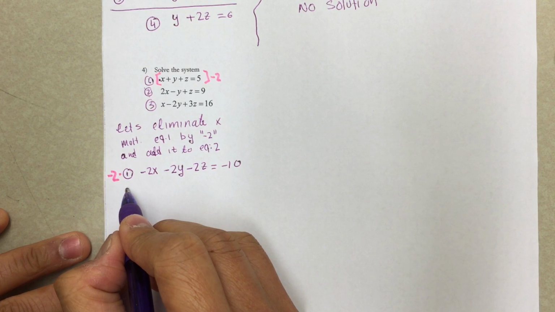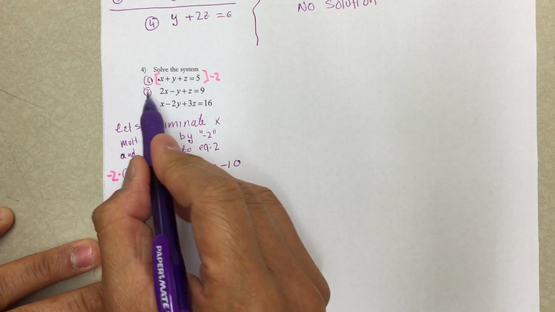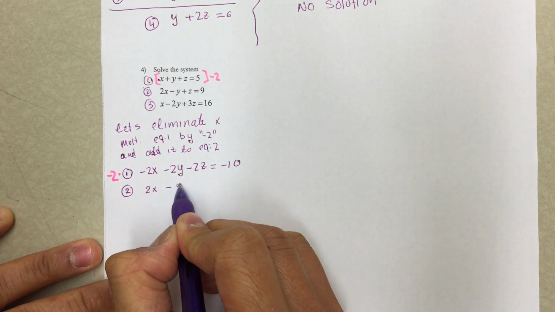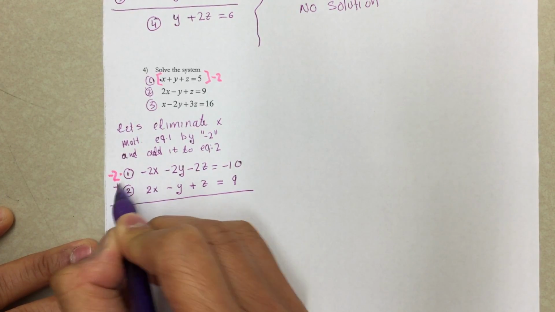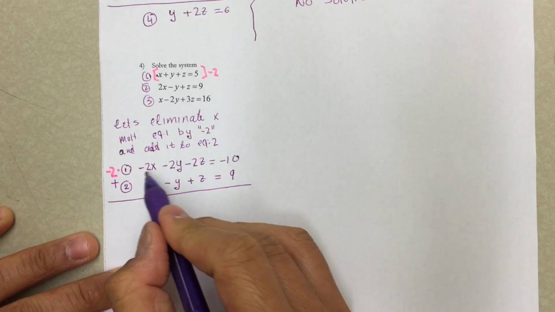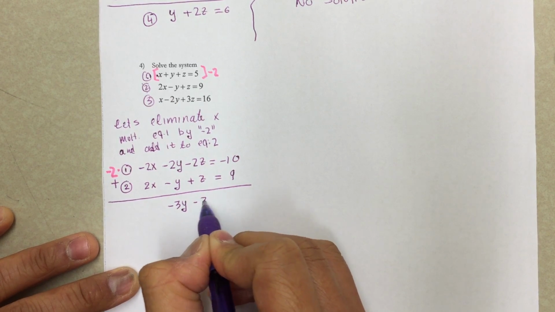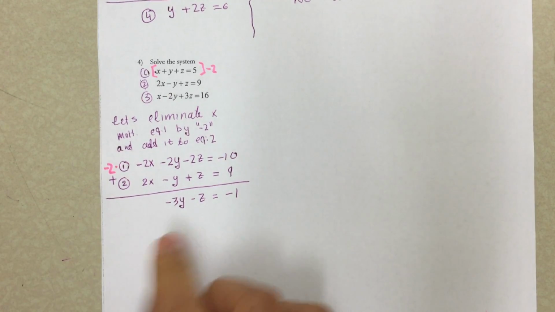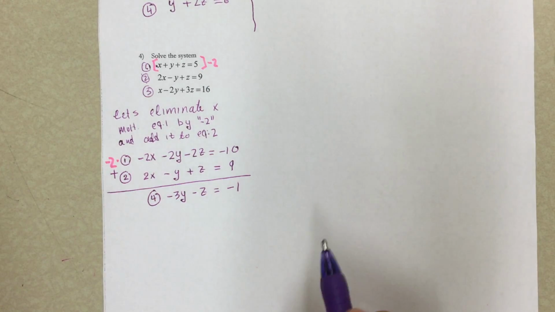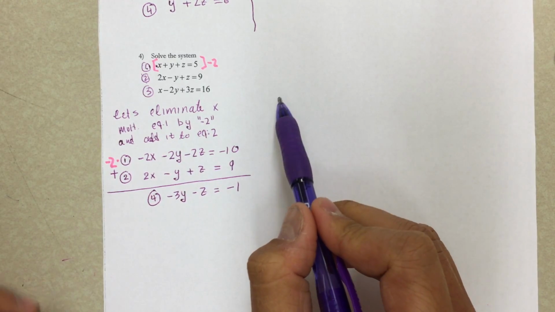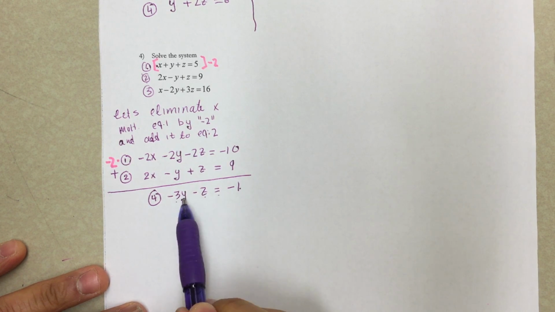I do not want to change equation number 2, so I leave it the way it is. And then I'm going to add them together, because I know that if I add them together, then the x's will go away. So once I add them together, this becomes -3y minus z equals -1. This is my new equation, so I'm going to call it equation number 4. Okay. I would need to come up with another equation with only 2 variables.